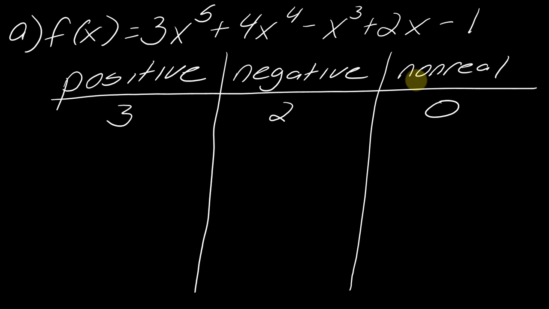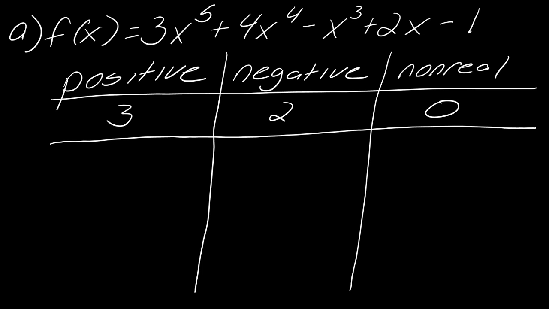You could end up having some non-real zeros. So what that means is that you could end up taking away from this column some of the zeros and putting them into the non-real zeros. Now, non-real zeros, remember they come in complex conjugates. So if I had, let's say that 2 of these were actually non-real, so instead of having 3 positive real zeros, I only have 1 because 2 of those went to non-real.